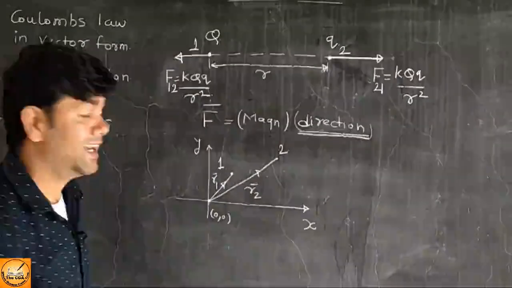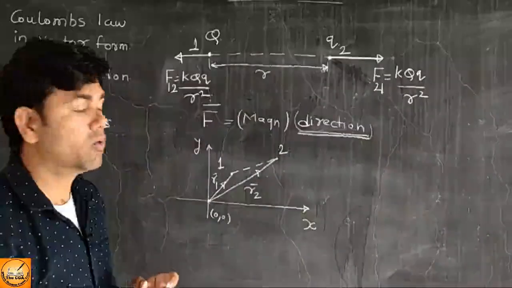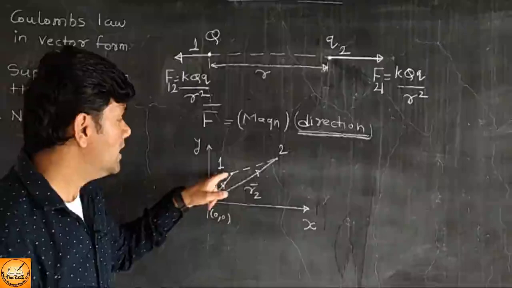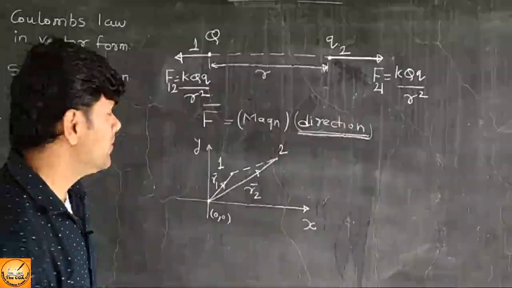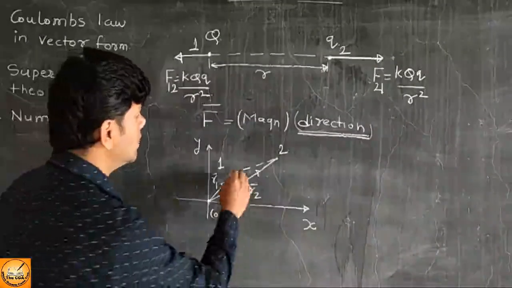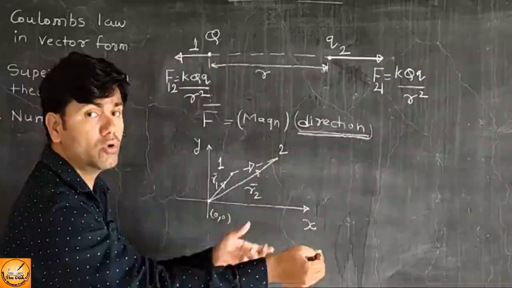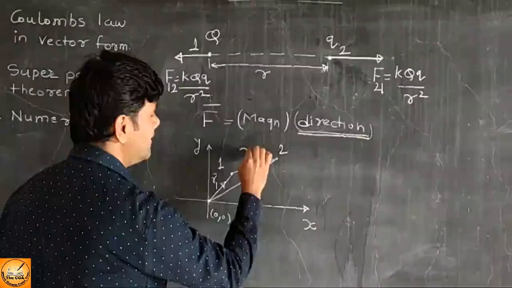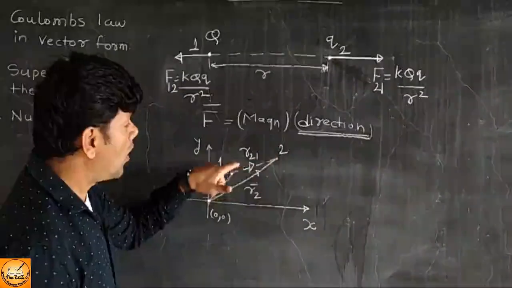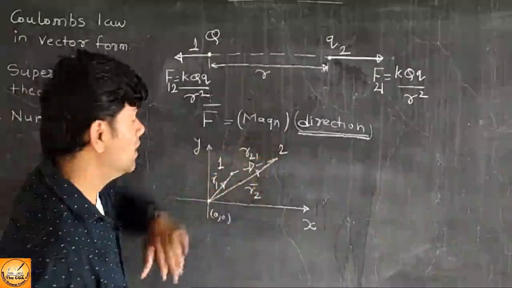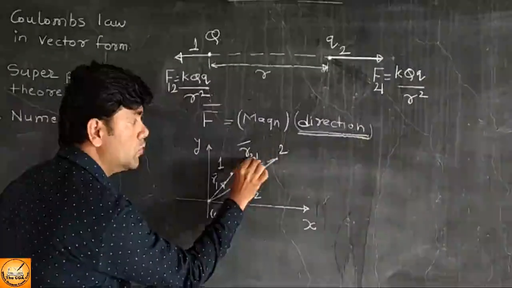So how do we represent that direction? We have to join this line, meaning whatever directions we are talking about should be along this line, either from 1 towards 2 or from 2 towards 1. Let's assume we take the direction from 1 towards 2, or up to 2 from 1. Let's represent it by R21, the vector R21, which represents the direction from 1 towards 2, or up to 2 from 1.